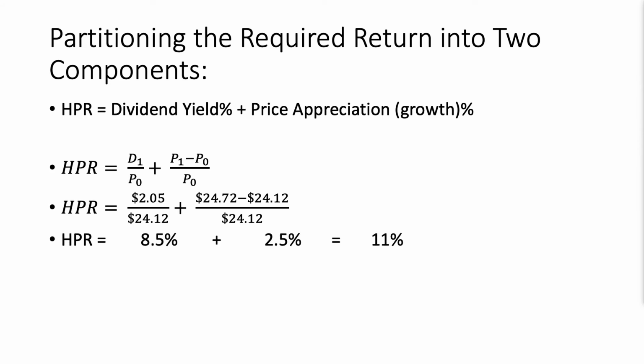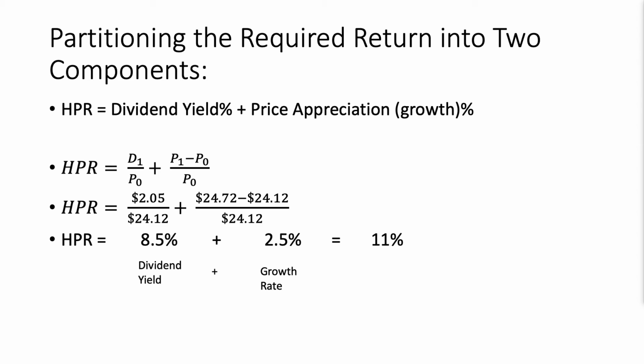And look at that, the dividend yield is 8.5%, and the price appreciation or growth rate is 2.5%. So the dividend yield is 8.5%. The growth rate, which is the growth rate of the dividend, is also the price appreciation growth rate. So if I use a dividend growth rate of 2.5%, I'm also implying that year to year the price of the stock will rise by 2.5%.